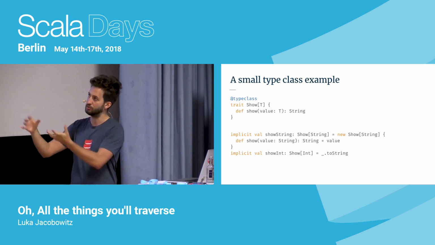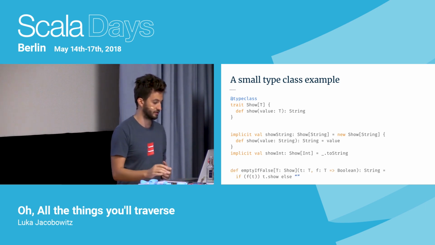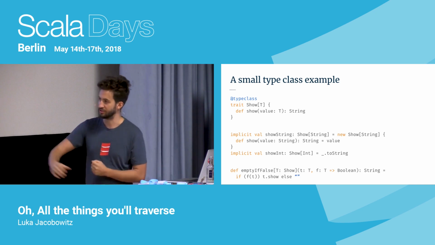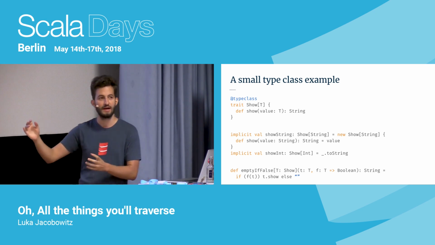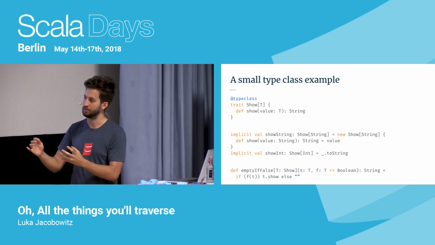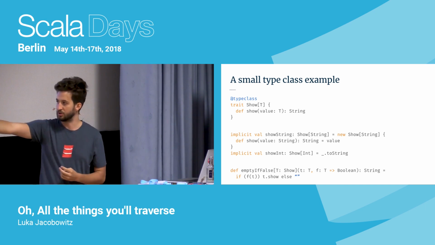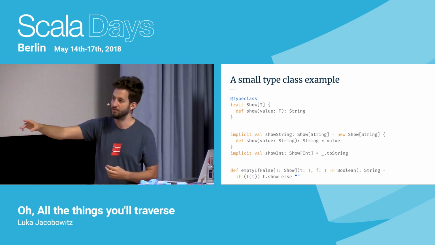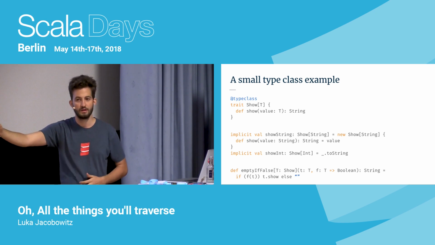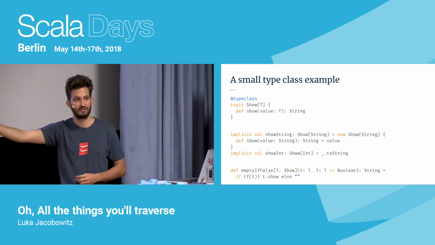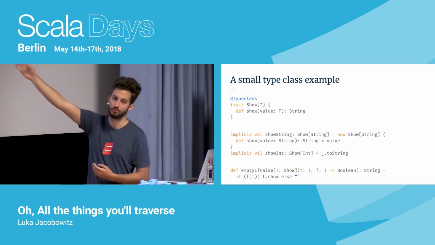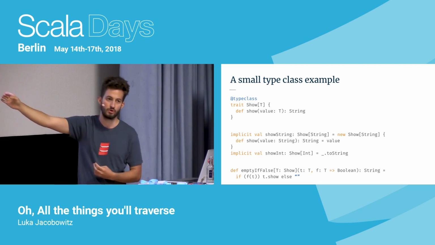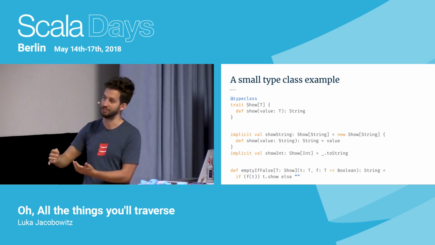Then if we actually want to use it, we can create something like this. This emptyIfFalse method takes an abstract type t and constrains it using something called a context bound. This colon Show basically means that if you want to call this emptyIfFalse method, make sure that the t you're giving it has an instance of Show in scope. That's what we do above: by creating this implicit value, we create a type class instance for Show.